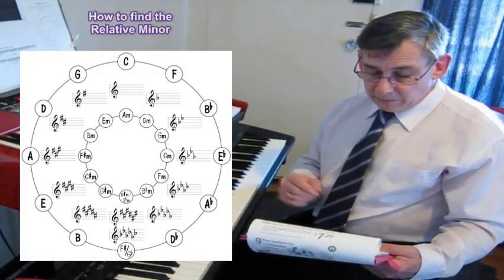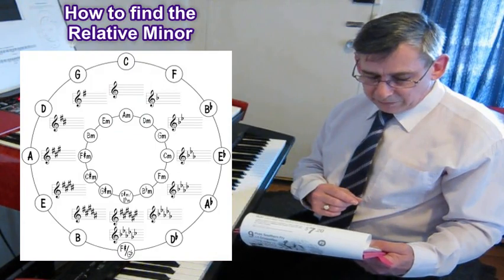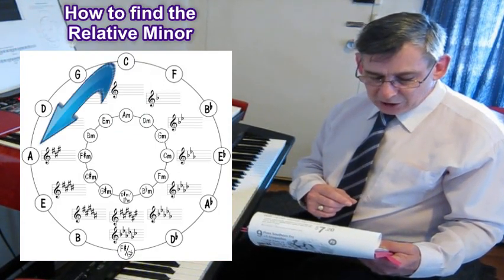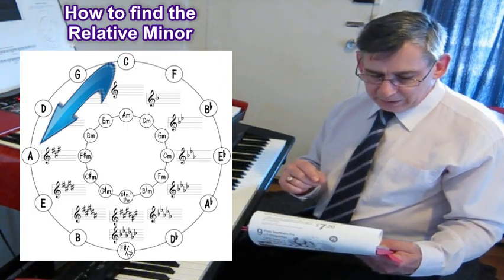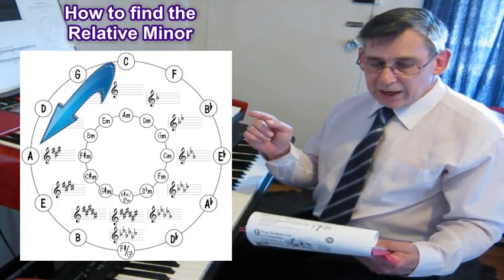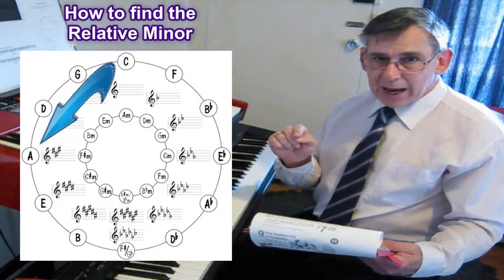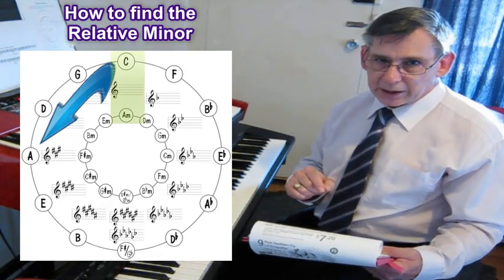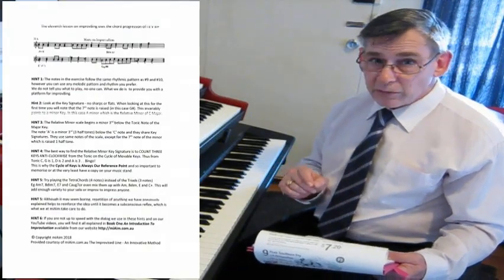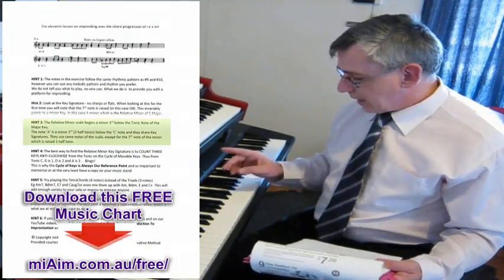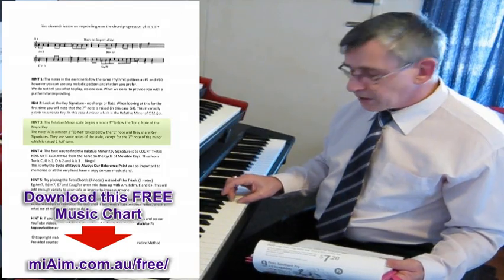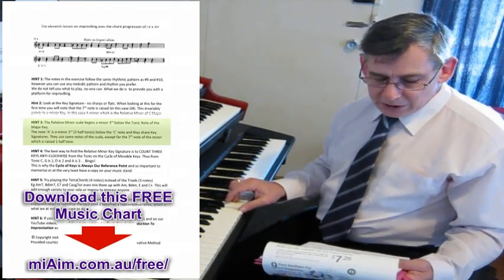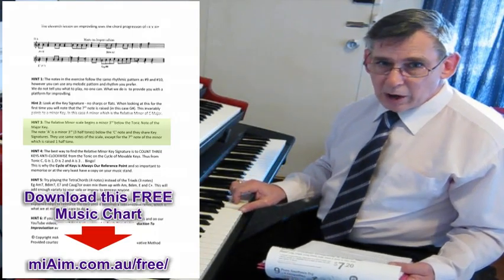When you're looking to find the relative minor on the cycle of keys, we move three keys anti-clockwise on the cycle of keys. So we go from C, G, D to A, and A minor and C major have the same key signature. When we're trying to find the relative minor on the piano, again, it'll be down from C, down 1, 2, 3 half tones, and then you're in the key of A minor.